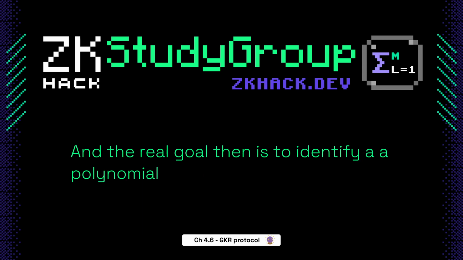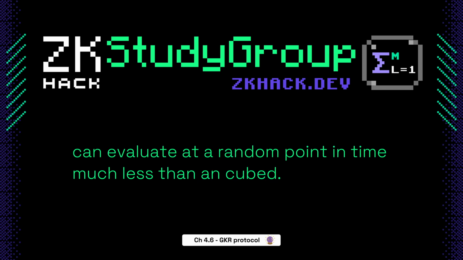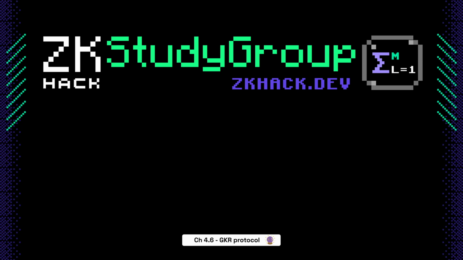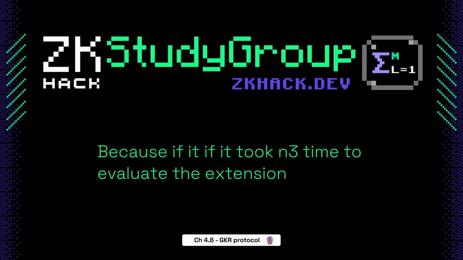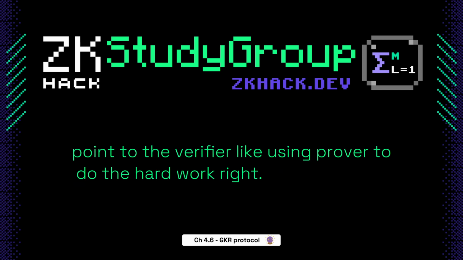The real goal then is to identify a polynomial extension of that vector of length n cubed, which the verifier can evaluate at a random point in time much less than n cubed. Because if it took n cubed time to evaluate the extension polynomial of that vector at a random point, then there'd be no point to the verifier using a prover to do the hard work.